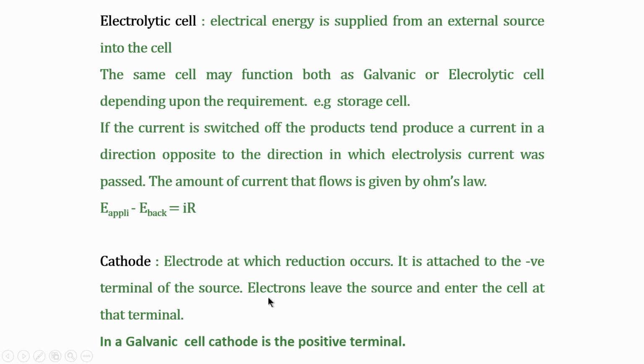So, a cathode is an electrode at which reduction occurs, and it is attached to the negative terminal of the source. By that way also you can identify a cathode, and electrons leave the source and enter the cell at that terminal. In a galvanic cell, the cathode is the positive terminal, but in the electrolytic cell it will be the other way around.